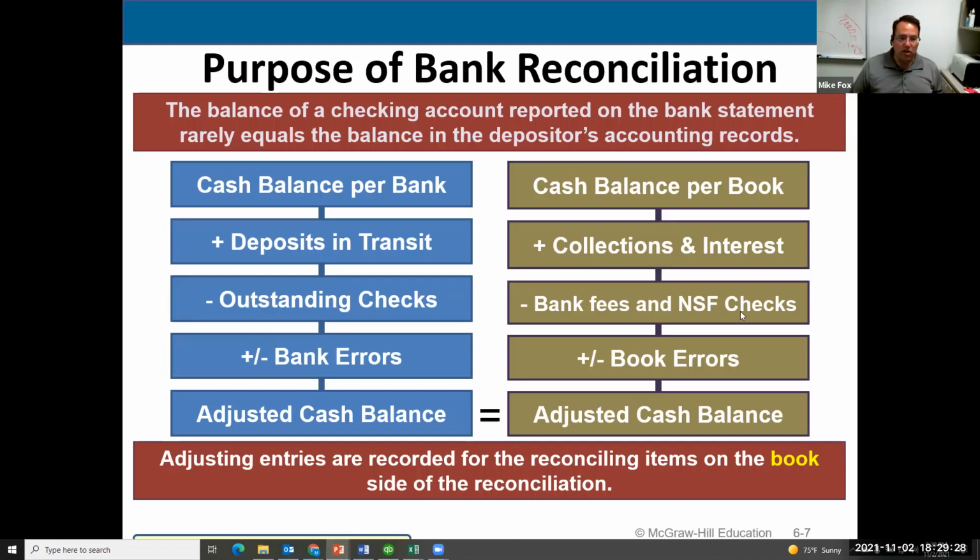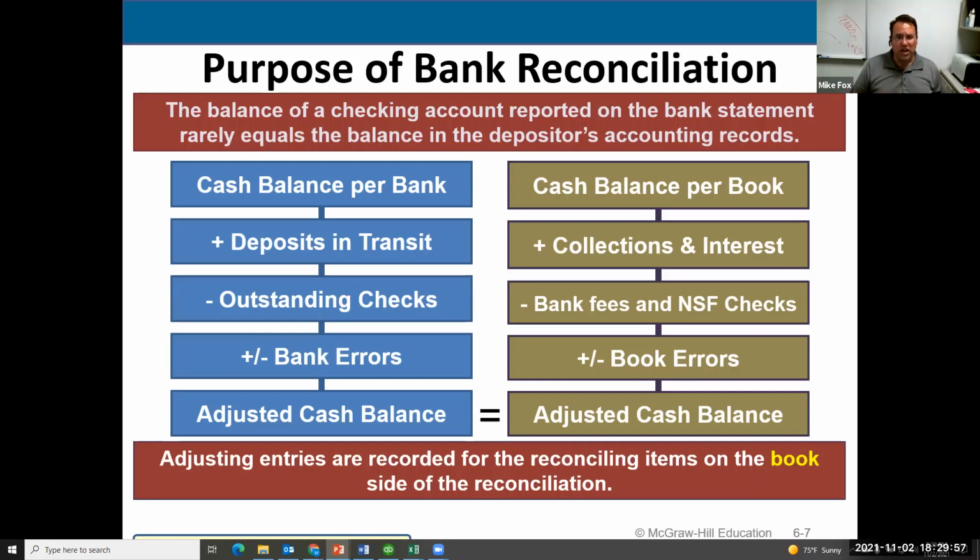NSF checks, that means non-sufficient funds. Sometimes people call them bounced checks. These would be like if a customer wrote me a check and I recorded that check in my books as an increase to my cash, then my bank statement comes and I realize that customer didn't have any money in their account. And so I have to subtract that money back out. And then any book errors. So errors I've made in recording things, right? Sometimes you get that bank statement and you say, this isn't right.